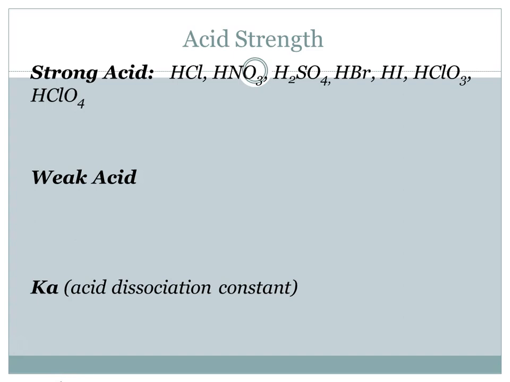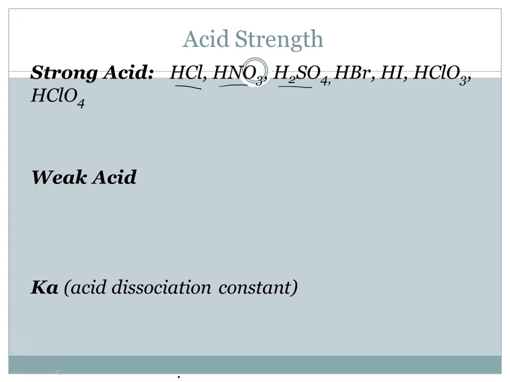Alright, so how do we know what's a strong acid, what's a weak acid, and what does that exactly mean if something is a strong acid or a weak acid? The only way you're going to know if it's a strong acid is you just have to memorize them. So they're going to be on this particular list. The three big ones, HCl, HNO3, and H2SO4, hydrochloric acid, nitric acid, sulfuric acid. If you don't know those, you're going to be toast.